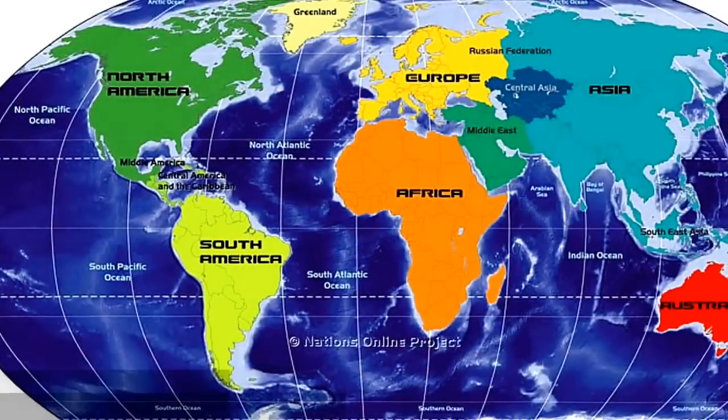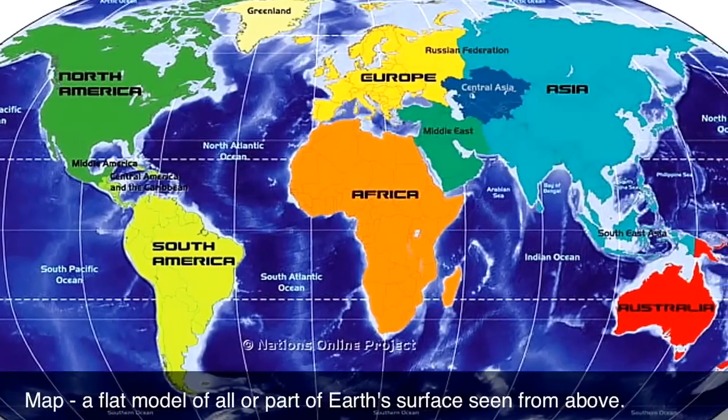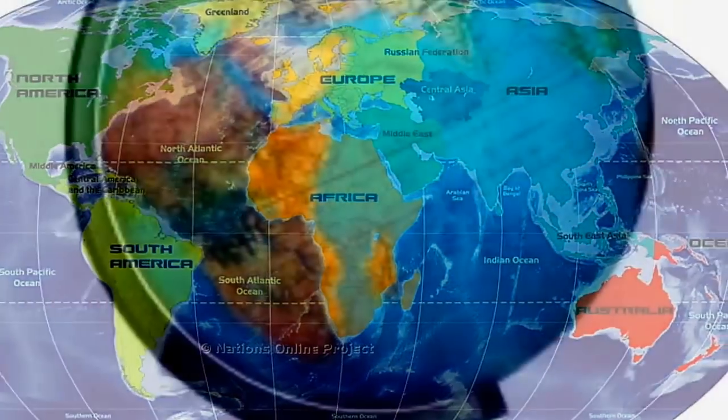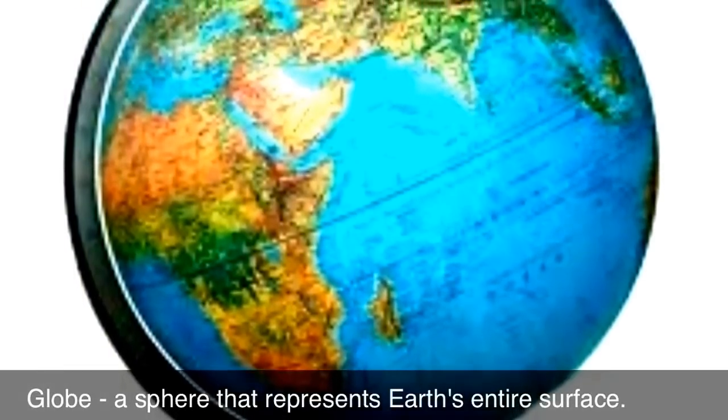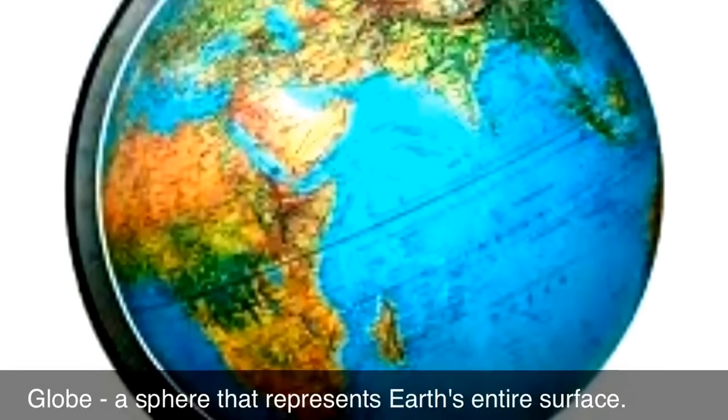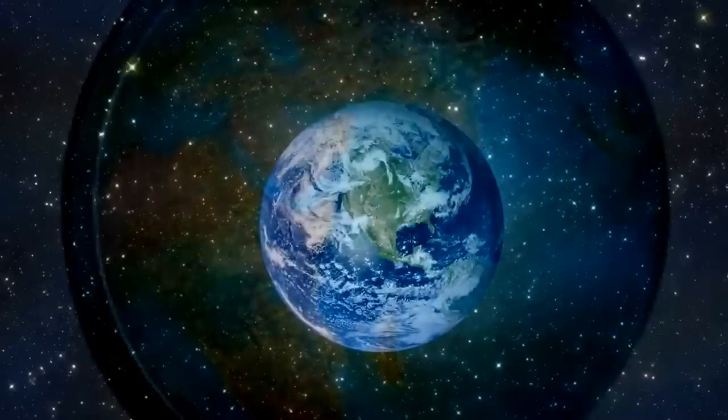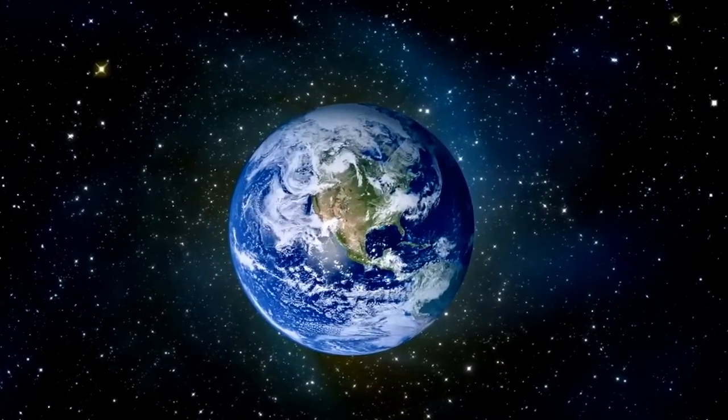Maps and globes show the shape, size, and position of Earth's surface features. A map is a flat model of all or part of Earth's surface as seen from above, and a globe is a sphere that represents Earth's entire surface. A globe correctly shows the relative size, shape, and position of land masses and bodies of water, much as if you were viewing Earth from space.